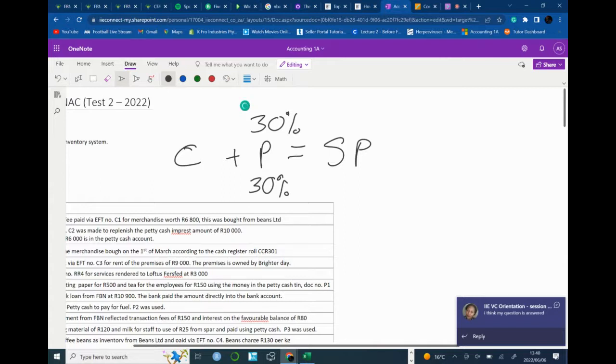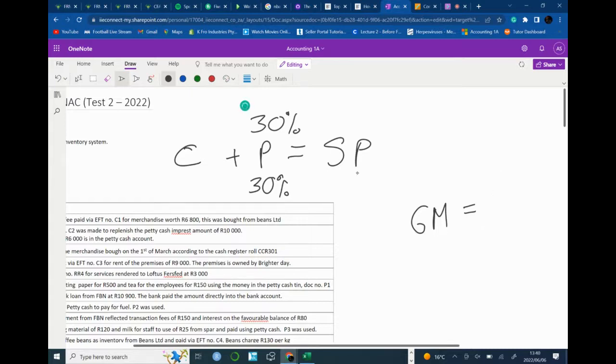Remember, when they don't say what it's on, you have to say gross margin or gross profit percentage is equal to what? What's the formula? There you go, over selling price. And since profit is over, or divided by, selling price, what does that make selling price? Did we not do this? So this is 100%.